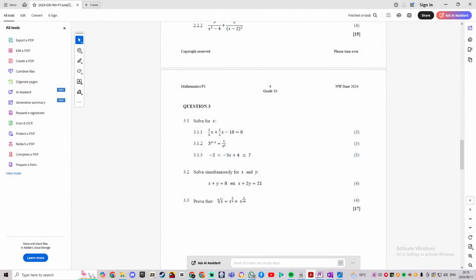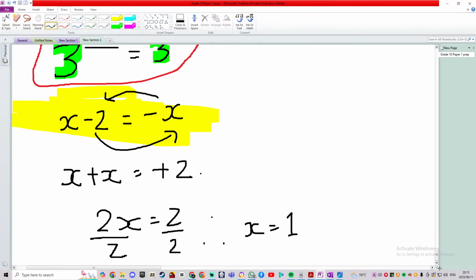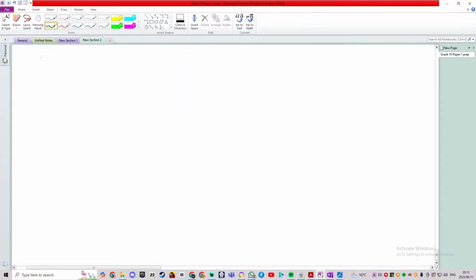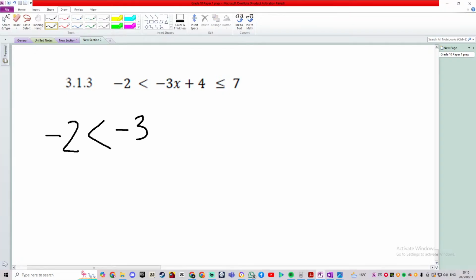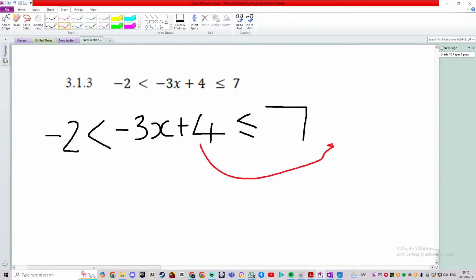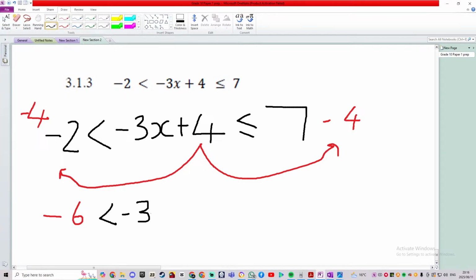Moving on to inequalities. I'm just going to rewrite this inequality again as well. Now, with an inequality, let's just go straight into it. I'm going to take the 4 over. It becomes minus 4 here. If you take it over to one side, it must be taken over to both sides. It becomes minus 4 there. So then I have on this side minus 6, and I'm left with minus 3x in the middle still.